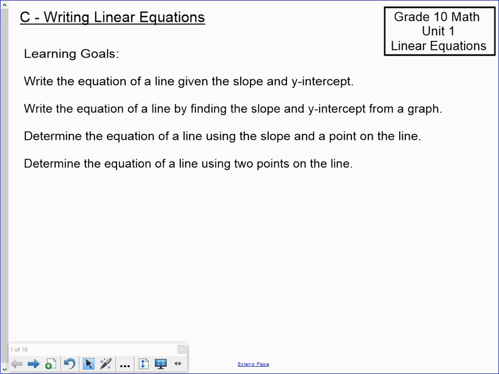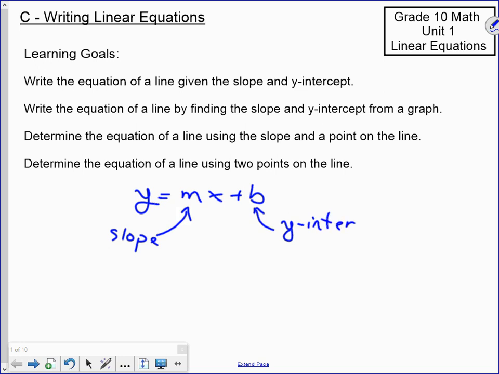And we're going to be working mainly with this slope y-intercept form that we've been talking about, y equals mx plus b. Our slope goes in here, and our y-intercept goes in over here. So basically everything we're doing today comes down to trying to be able to find the numbers that go in here for m and go in here for b. Once we know the slope and the y-intercept, we can just plug them in.